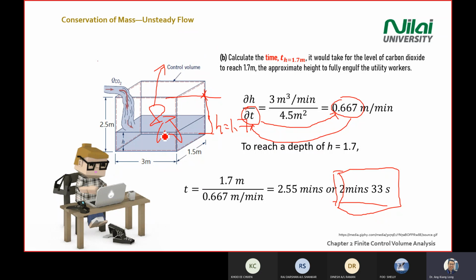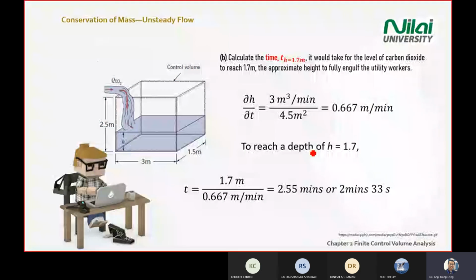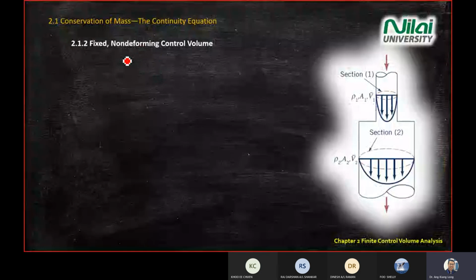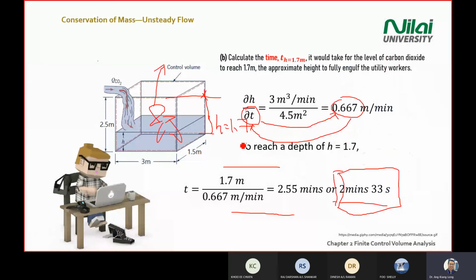Okay, so if you work in a confined space, it's very easy to have this scenario happen, right? You have CO2 poisoning. If you have a small space, 3 meters by 1.5 is a very small space, right? All right. So this is how we solve it. Next lecture we look at another equation. So at this moment we stop at this example.